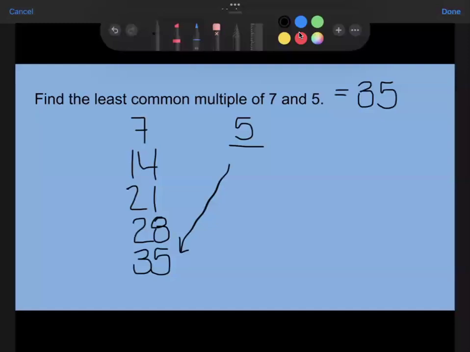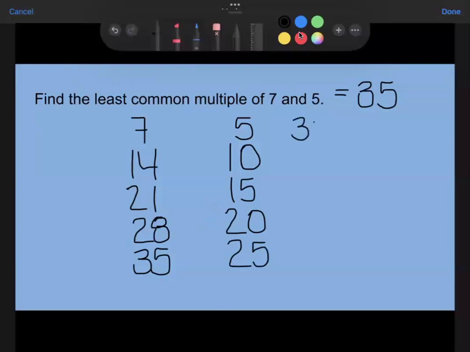And again, if you wanted to, you could list out the multiples for both. So I'll keep the ones for 7 there. Multiples of 5 would be 5, 10, 15, 20, 25, 30, and 35 is the first one I hit that they have in common. So that's another way that you can figure it out.